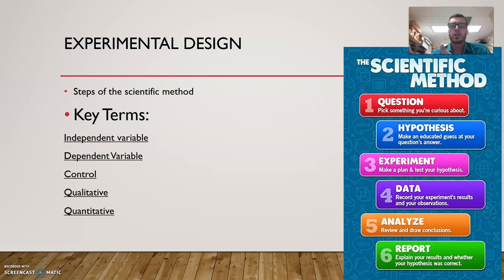But the most effective argument that we can make is one with data. Say, hey, here are the numbers, here's what I measured. That's called quantitative data. And in order to get quality quantitative data, you have to conduct a quality experiment.